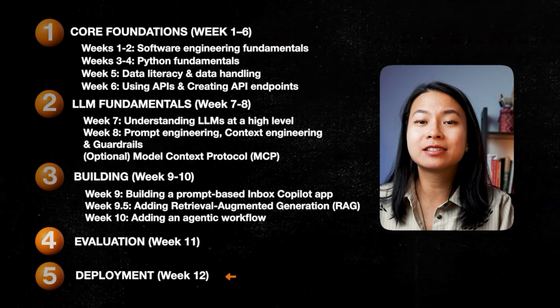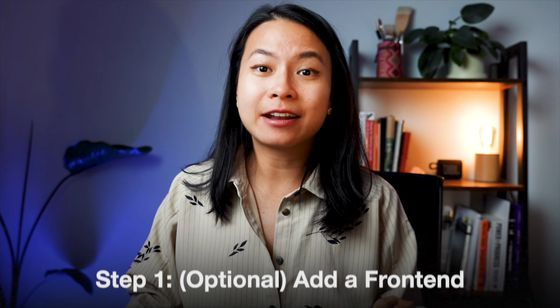Okay, moving on to stage 5, deployment. You've built your AI app, tested it, and now it actually works. Congrats! So the last step is now to deploy it so that other people, or even just your friends, can actually use it. So the first step, which is optional, is to add a front end.